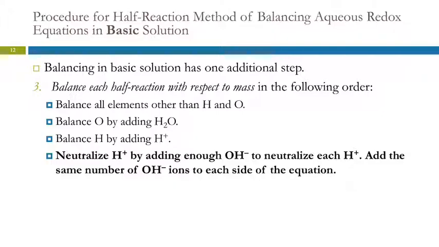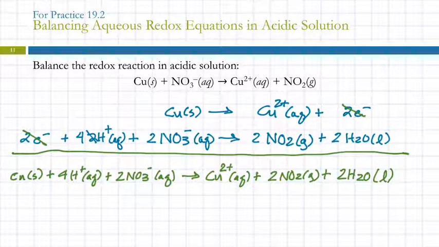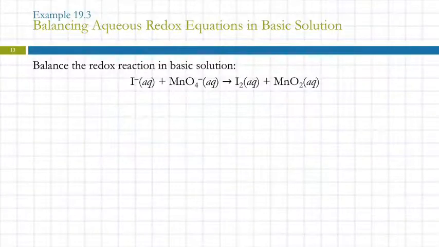What if we have a basic solution? Okay, there's just one extra step. Do everything else the same. But like this one, we ended up here and we had hydrogen ions. Well, that's an acidic solution. If it's a basic solution, we're going to have hydroxide ions. So all we're going to do is add hydroxide ions to both sides. Hydrogen ions plus hydroxide ions make what? Water. So we'll add some hydroxide ions to get rid of the hydrogen ions. And then we'll be good. So that's the one additional step.